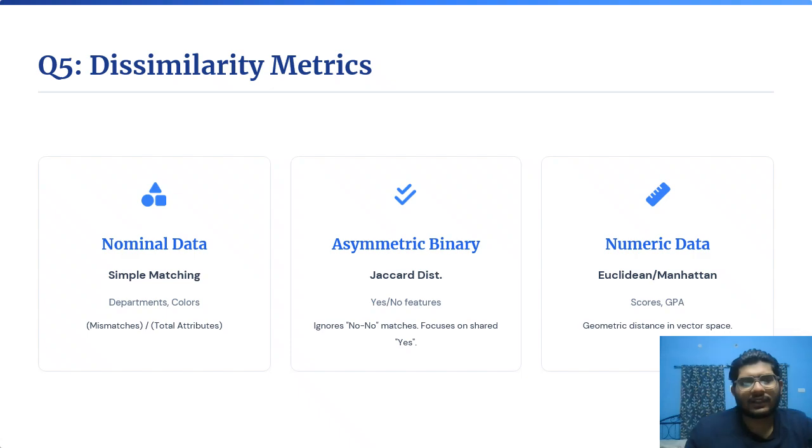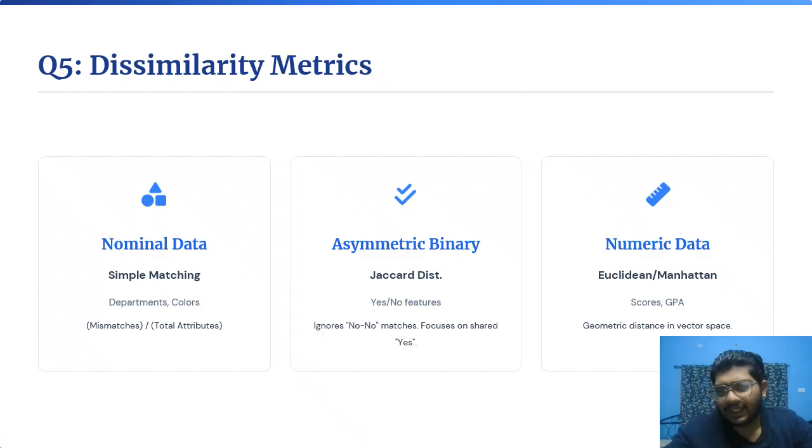Now, the dissimilarity matrix. For nominal data, simple matching. What is nominal data? It is simple data, right? Simple matching, nothing extra, like departments or colors. It computes mismatches divided by total attributes. For asymmetric binary, Jaccard's distance on yes/no features ignores no matches and focuses on shared yes. If you say yes and I say yes, then it is a match. If you say no and I say no, it doesn't count, it ignores it.